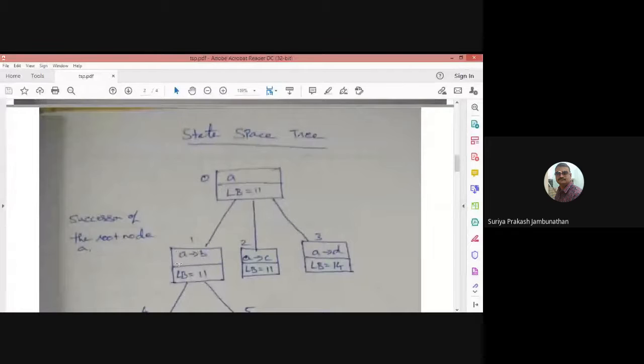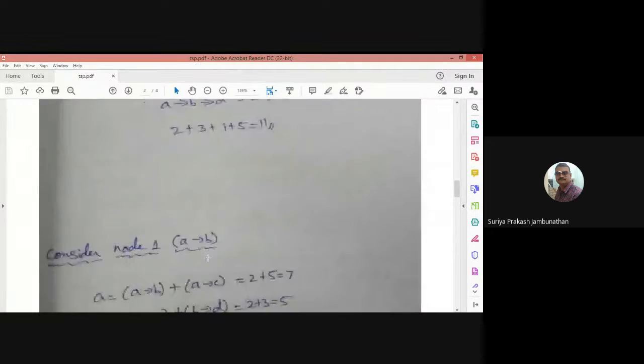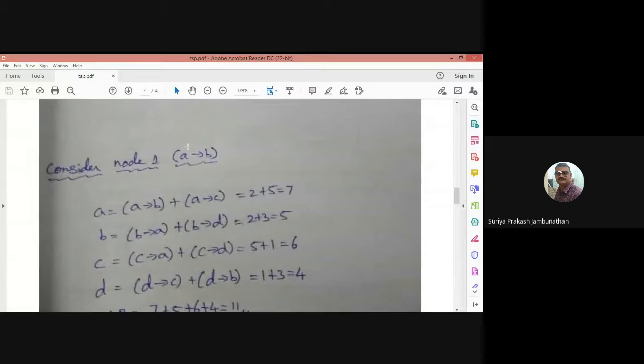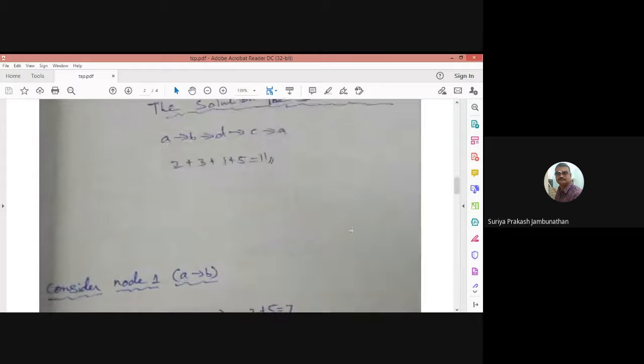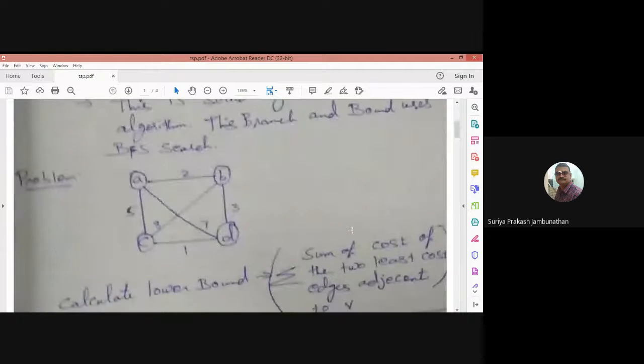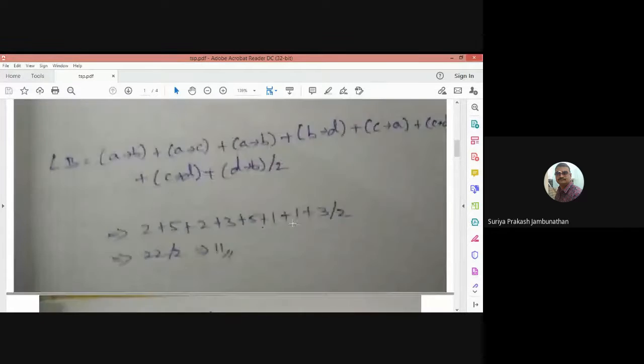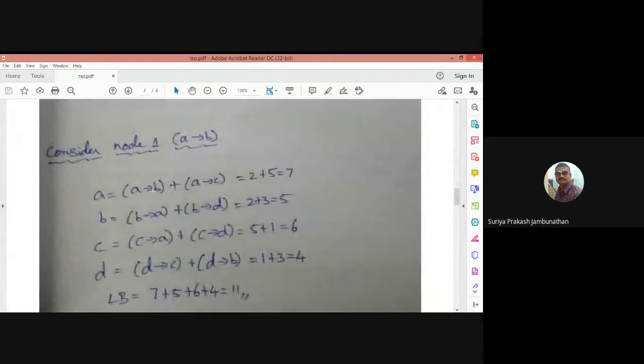Now we have to calculate for A to B. When we are starting with A to B, we are considering this particular calculation. We have to make it for all the 4 nodes, A, B, C, D. So A to B we are considering as a node. From A, which 2 nodes are least? A to B and A to C are the least nodes.